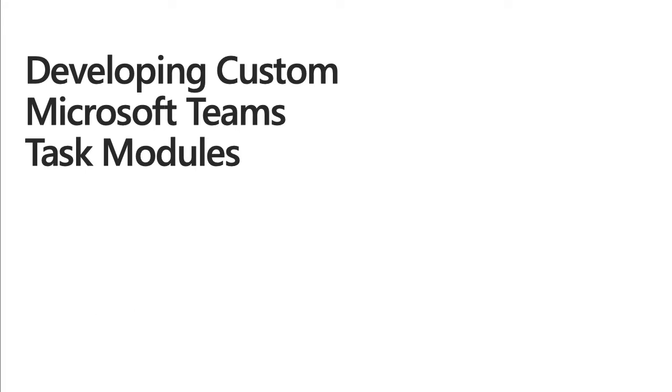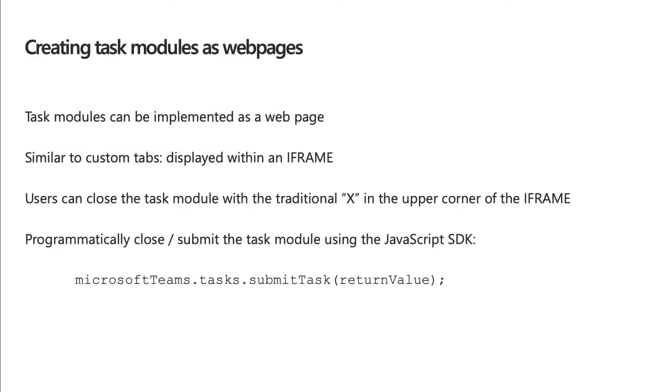So in this section, we're going to look at the development aspects to creating custom task modules. Task modules are similar to tabs in that they can be implemented as web pages. The task module's web page is displayed within an iframe when it's invoked. The user can dismiss the task module in one of two ways.